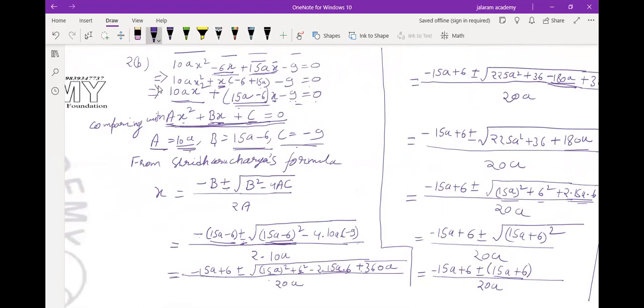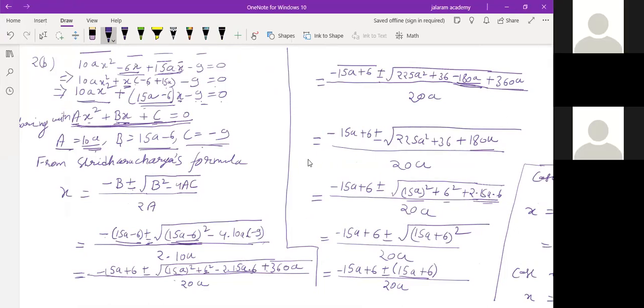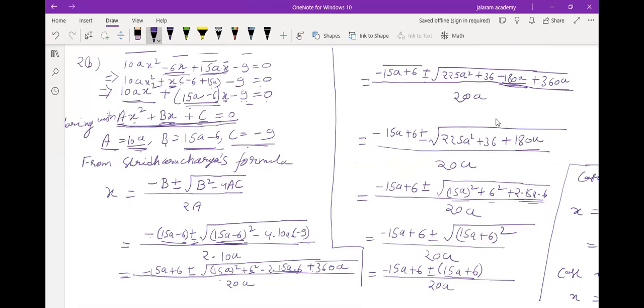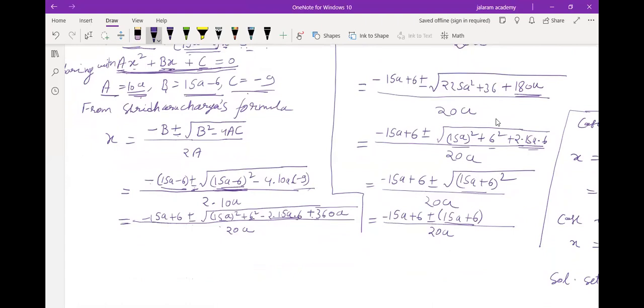Okay, so again it is minus 15a plus 6 plus minus under root 225a square plus 36 minus 180a and then plus 360a. Now if we add this minus 180a with 360a, we will get plus 180a, which is same as minus 2ab is minus 180, and this changes to plus 2ab. So we can use the formula a plus b whole square to compress it. So minus 15a plus 6 plus minus 15a plus 6, and always apply bracket in this, over 20a.